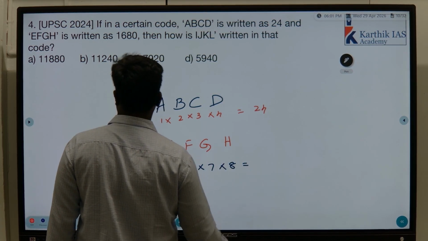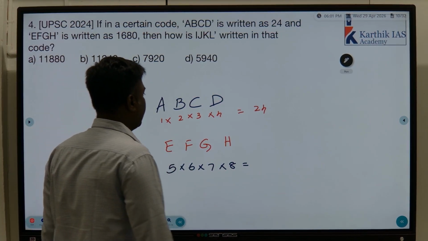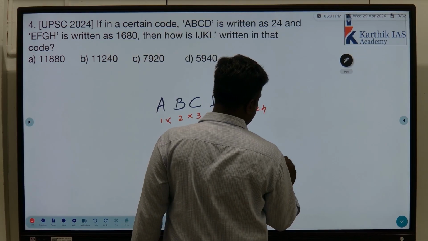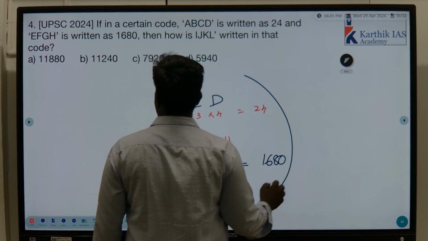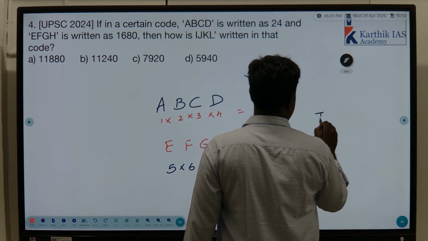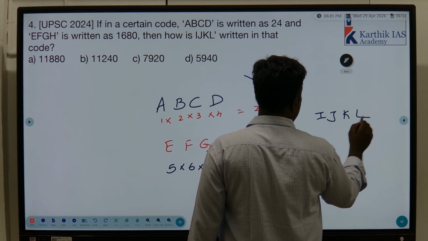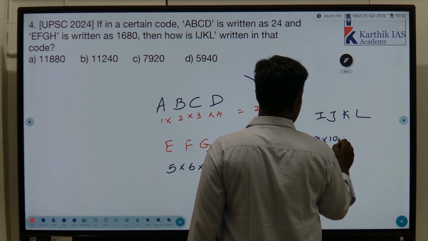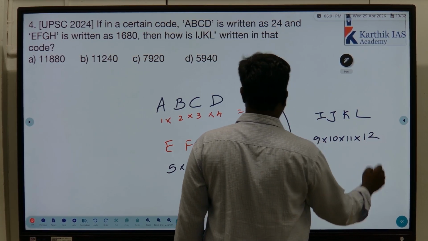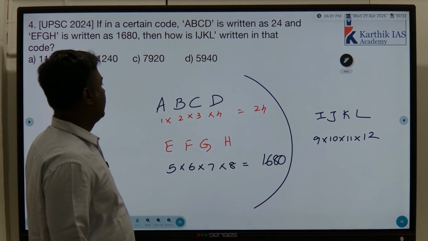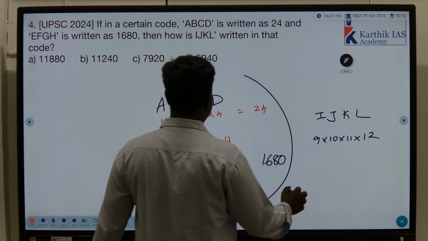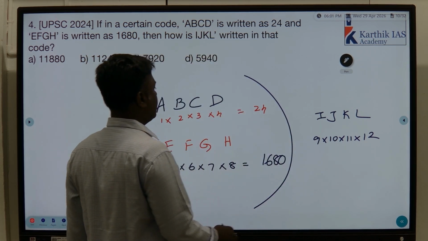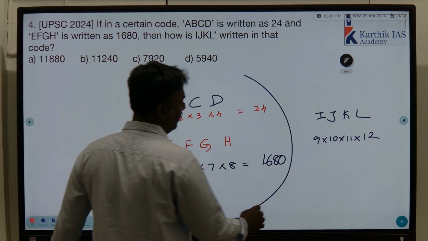Once 5 comes, it has to end in 0. Yes, it is ending in 0. 1680. So now they are asking I, J, K, L: 9, 10, 11, 12. Understand? So you just see the ending digit first. With the unit digit, we can solve this question.